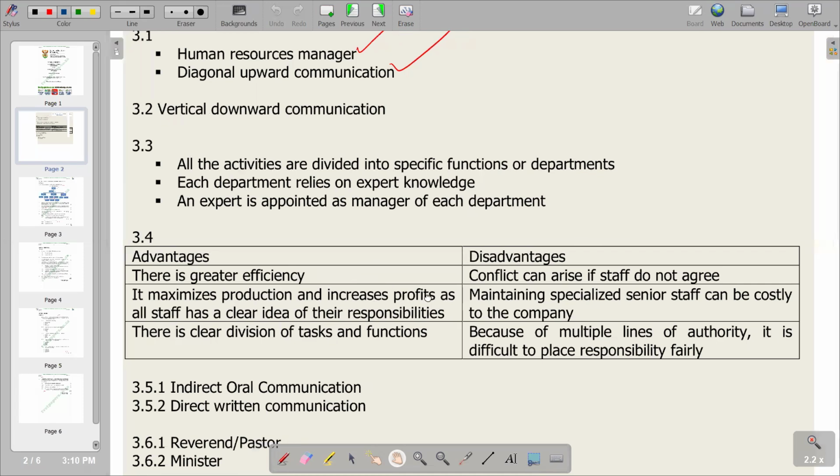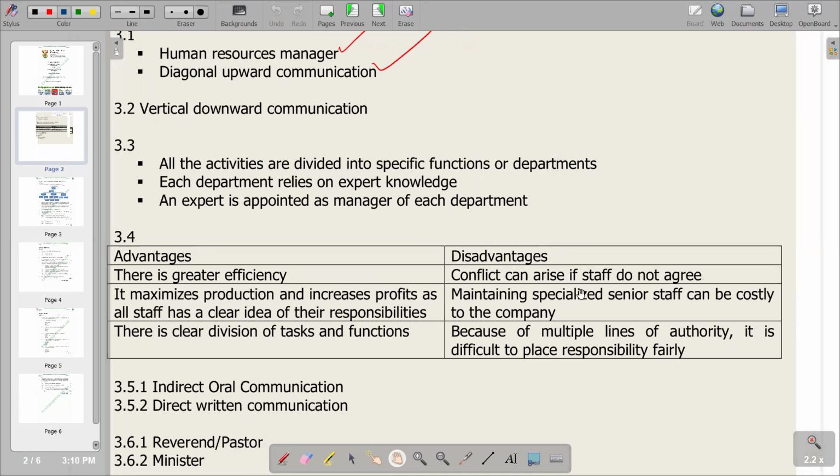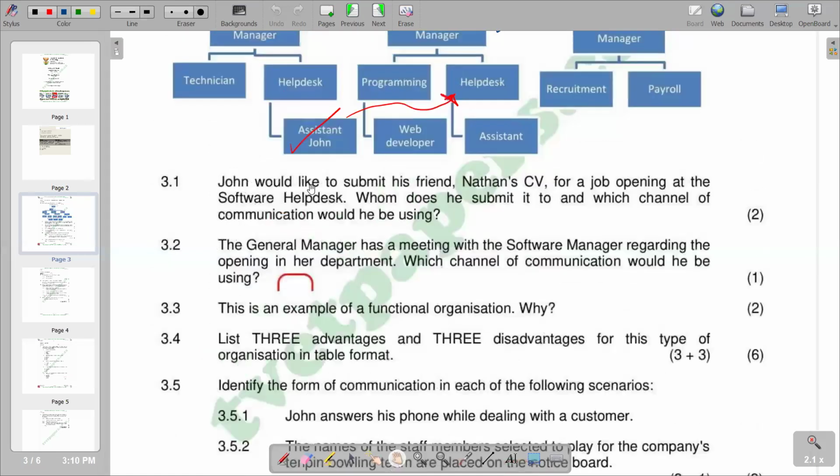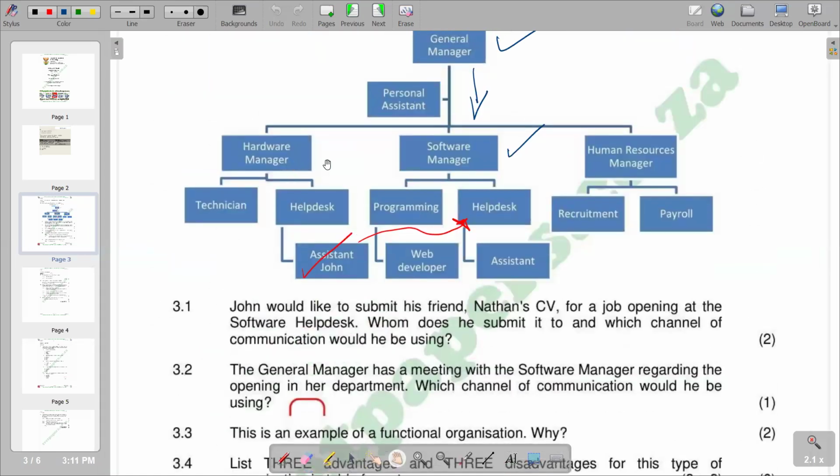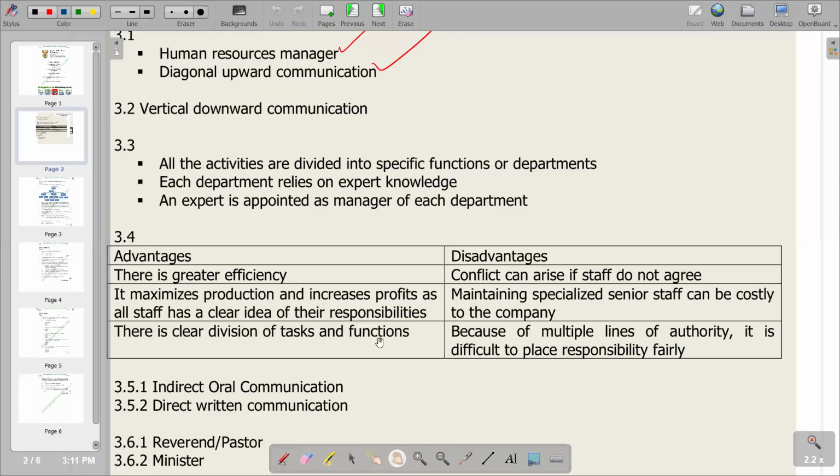On disadvantages, conflict can arise if staff do not agree. Remember, we are having many functions, so the possibility that we can have disagreements is obviously going to be high. For example, we have the hardware manager and the software manager. The hardware manager can easily overlap and get into the lane of the software manager. If that happens, we are going to see disagreements emanating from that, which is going to be a disadvantage.